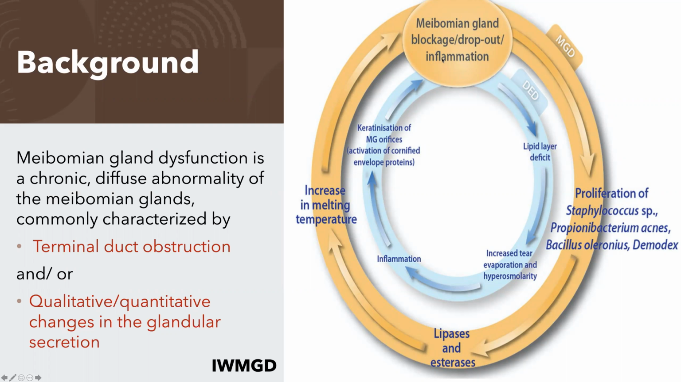So whenever there is an MGD blockage or dropout, it will lead to proliferation of bacteria, and these bacteria will release lipases and esterases. This will in turn increase the melting temperature, and because of this, you'll have a lipid layer deficit, which increases the tear film evaporation, thus increasing the inflammation, and finally there will be keratinization of the MG orifices. So in a very close way, MGD and evaporative dry eye disease are associated with each other.